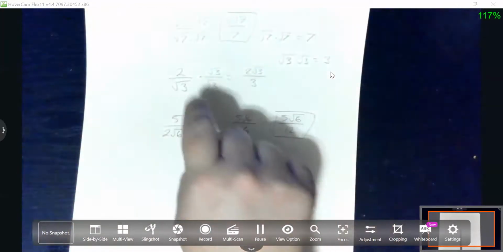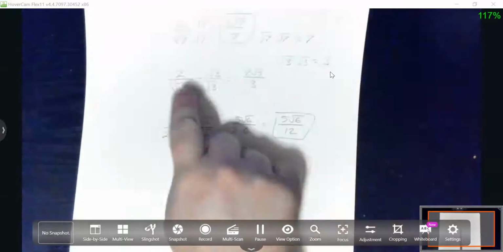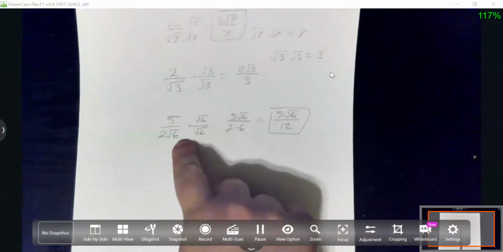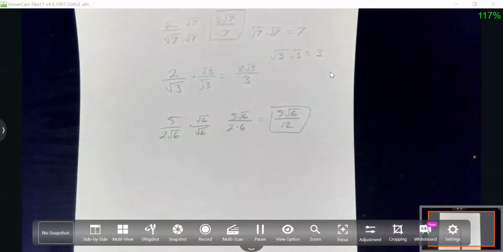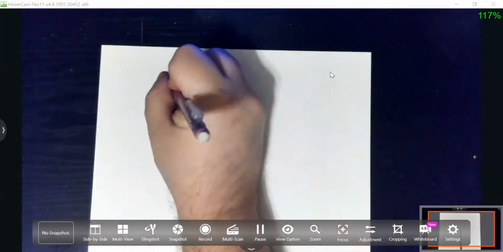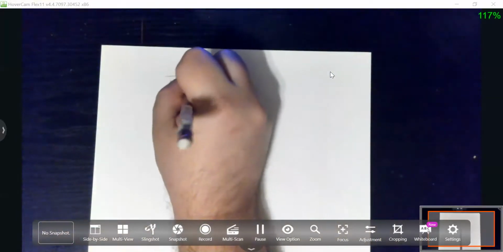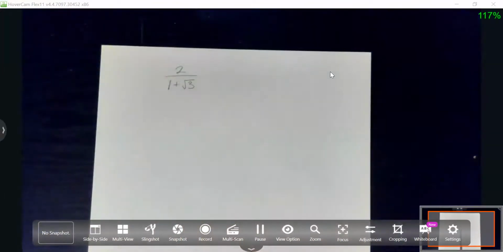Now it's easy enough to get rid of a root that's only by itself or is just a root. It's more difficult if we actually have something adding or subtracting the root. In that case, we have to do a little more work. So let's take our example of 2 over 1 plus square root of 3. This is harder to work with.